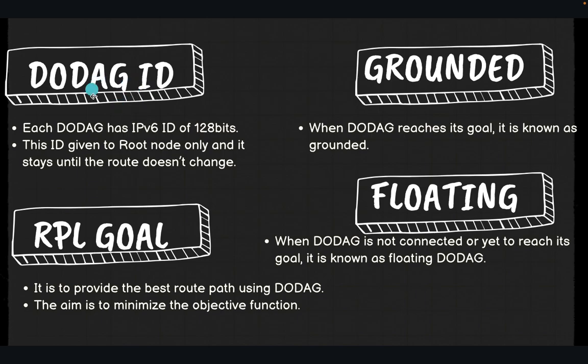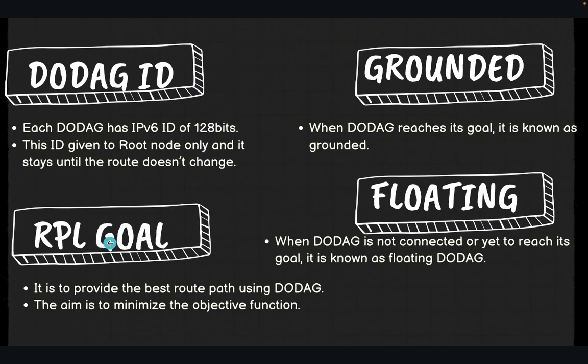And let us know the meaning of DODAG ID. Each DODAG has an IP version 6 ID of 128 bits. This ID is given to the root node only, not all the nodes in the network, and it stays until the root does not change. If the network changes, then the root node also changes and hence the ID will also be changed.